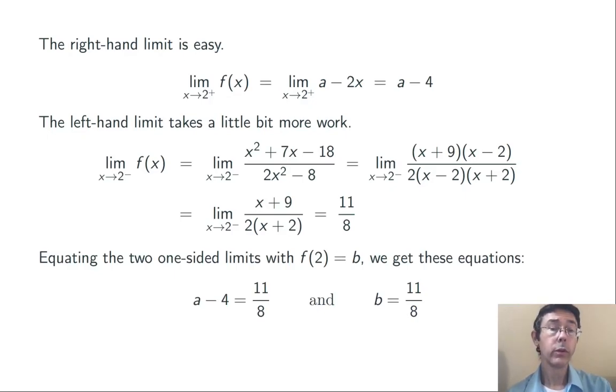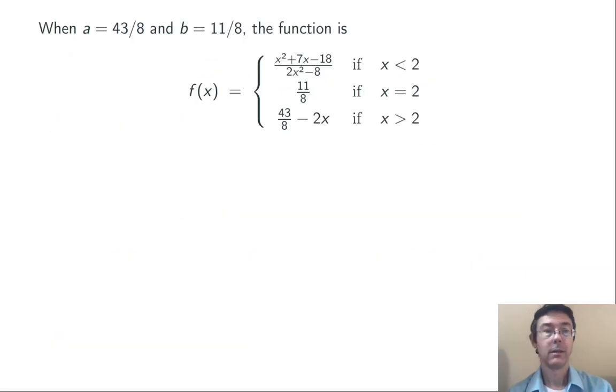So we said we were going to equate the three things. f of 2, the limit as x goes to 2 from the left of f of x, and the limit as x goes to 2 from the right of f of x. Doing all that, I get these two equations. a minus 4 is 11/8, and b is 11/8. Therefore, a has to be 43/8. Plugging those back into my original function, here's what I have. I've taken out b and put in 11/8, and taken out a and put in 43/8.